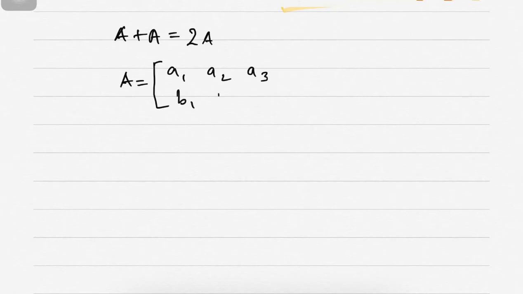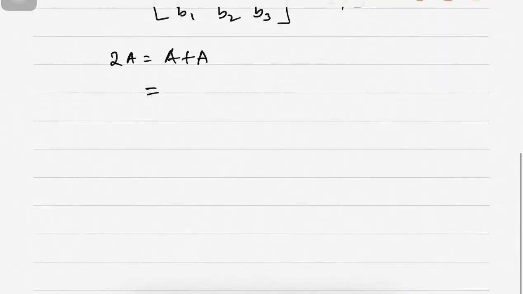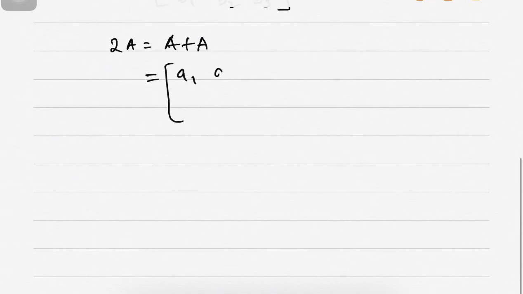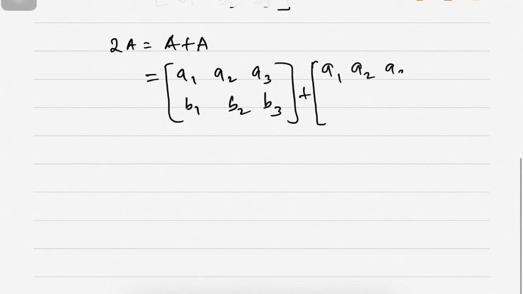Now let's add a matrix A to itself. The sum will be obviously 2A. Take an arbitrary matrix of 2 by 3, say A1, A2, A3, B1, B2, B3. Its order is 2 by 3. So 2A is equal to A plus A. A is A1, A2, A3, B1, B2, B3, and again the same A1, A2, A3, B1, B2, B3.